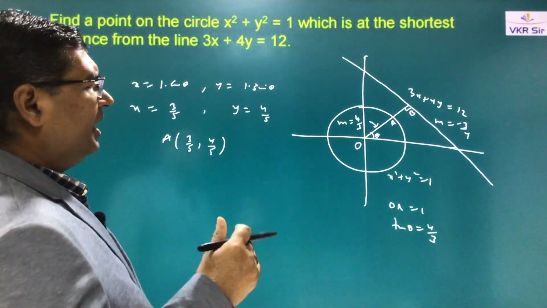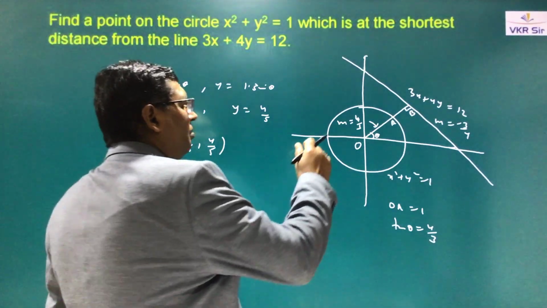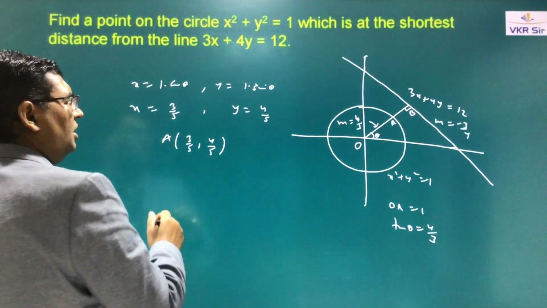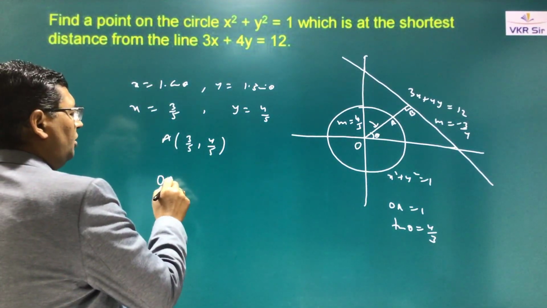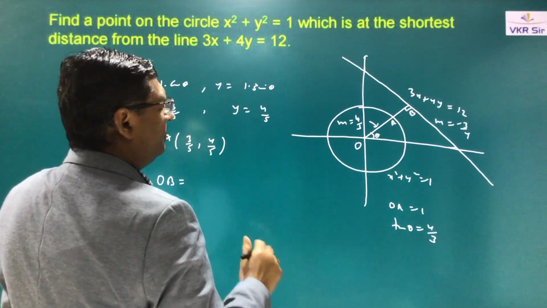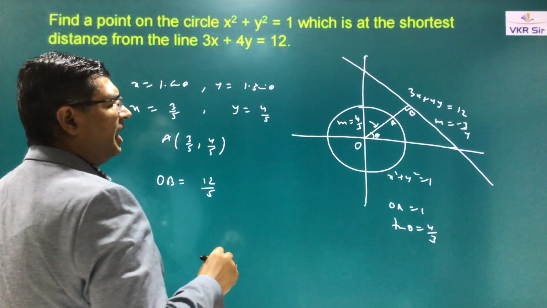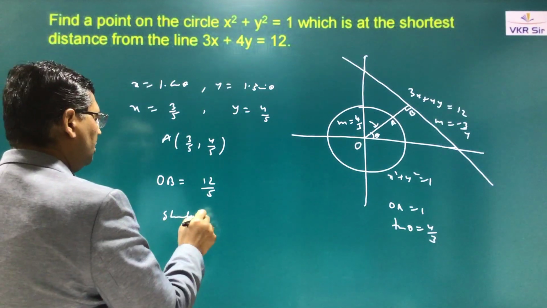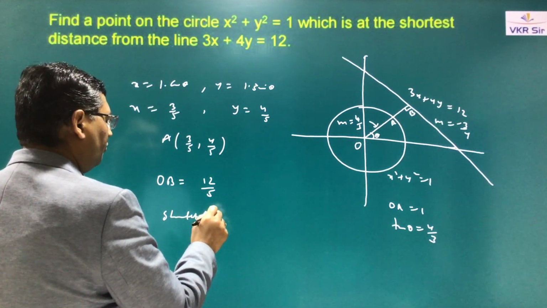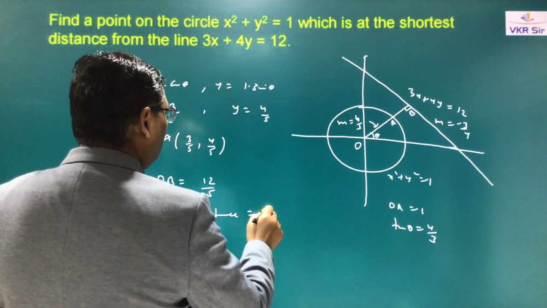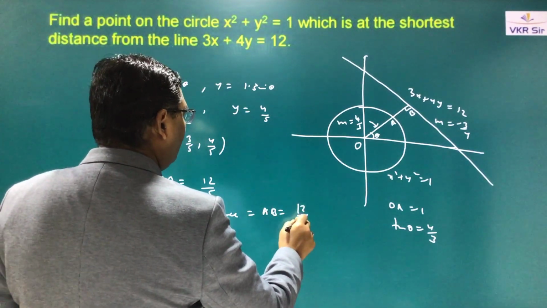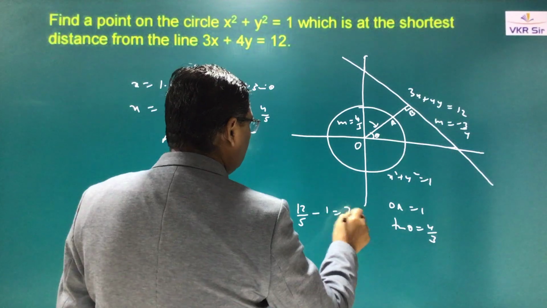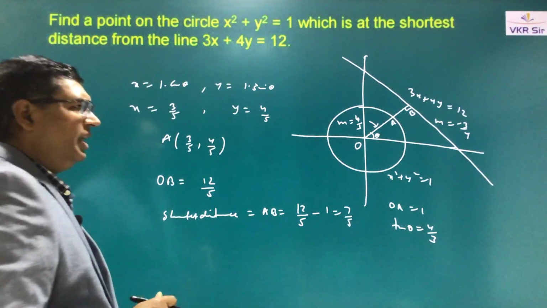And if you want to get the distance, you can find the distance from the origin to this line. How much is the distance of the line from the origin? Let's say OB, if you find that quantity it is 12 by 5, and if you subtract the radius out of it, OA is the radius, you will get the shortest distance. Even if they have not asked, the shortest distance will be AB, and that will be the total distance 12 by 5 from origin to B, minus the radius, that is 1, that is 7 by 5. So this is your shortest distance, and the point A has been found here.